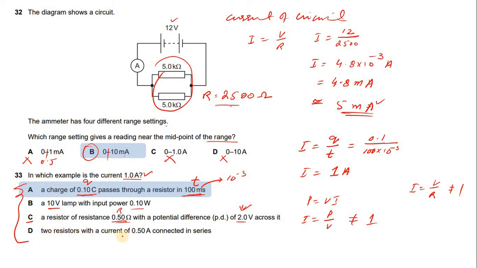Two resistors with a current of 0.5 ampere. So connected in series, current remains the same. So in both the resistors in series, current will be 0.5 ampere. So current is not 1. So option is A. You don't need to check the rest of the three because you already have done the correct calculation in current. So just save your time, but I explain so that you can understand why not the others.